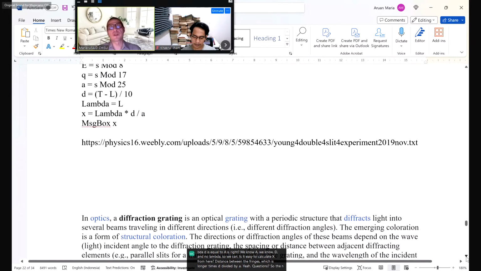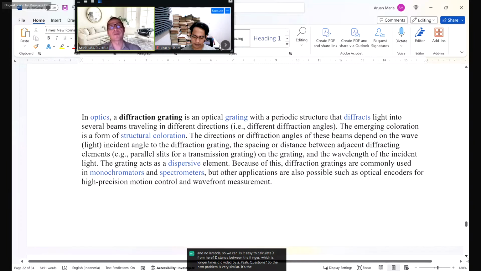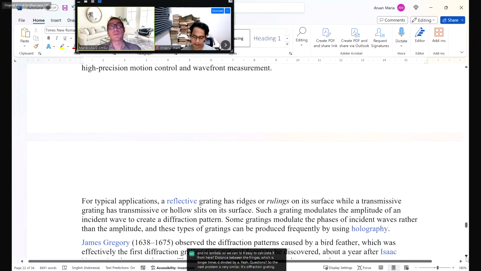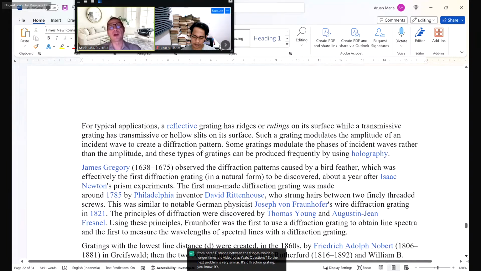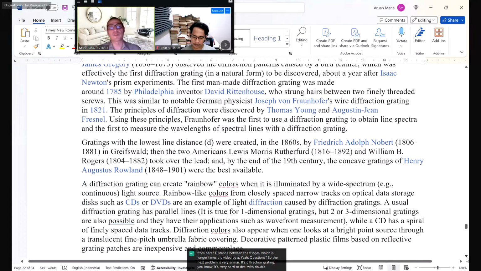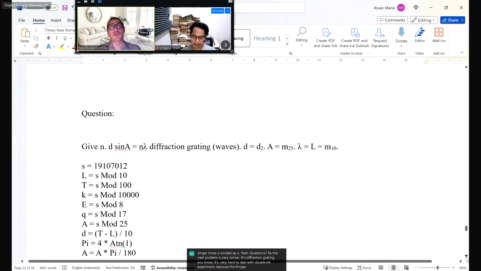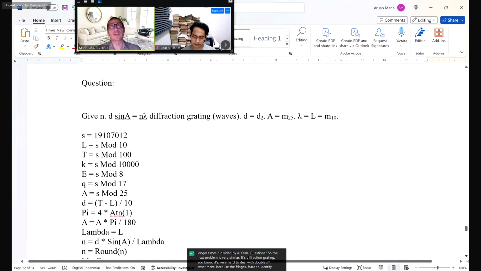So the next problem is very similar. It's diffraction grating. It's very hard to deal with the double slit experiment because the fringes are hard to identify. They are very unclear. But for a diffraction grating, we have many slits, so they strengthen each other. Therefore you can see the bright spots much more clearly.